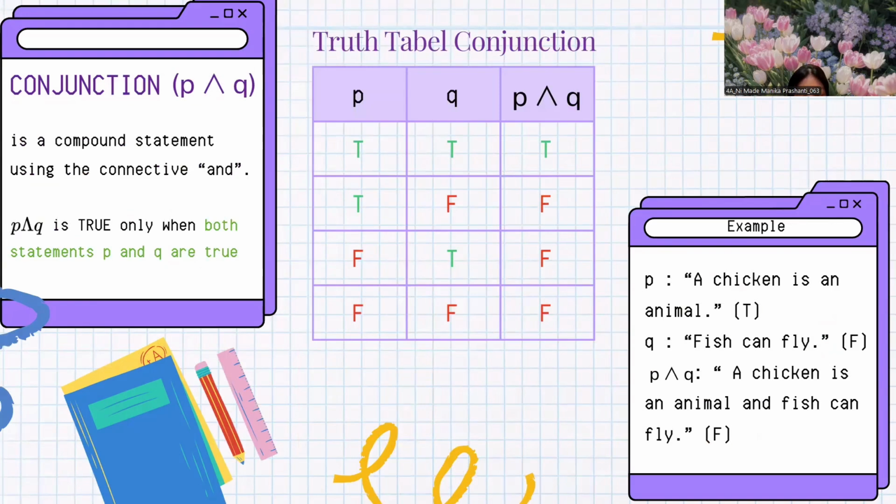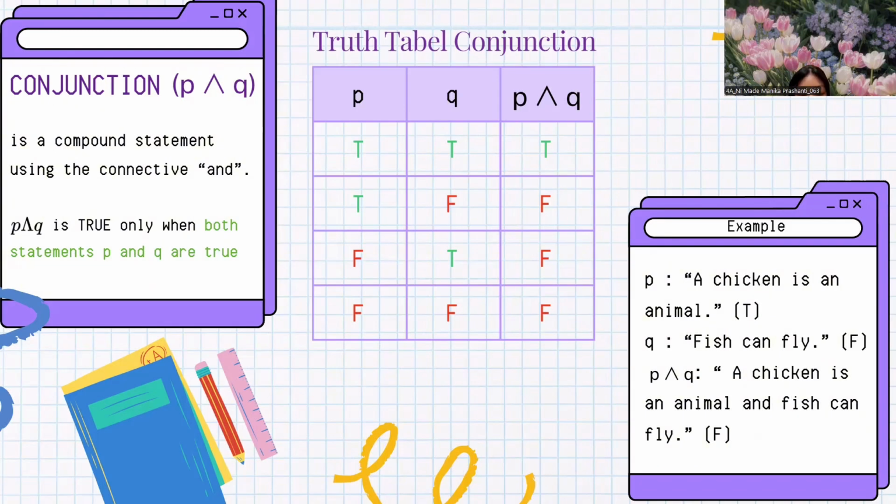A conjunction, symbolized as P and Q, is what we call a compound statement. This means we are taking two individual statements and joining them together using the connective word and. The entire statement P and Q is true if and only if both individual statements P and Q are true. Let's look at the truth table in the center to see how this works in every possible scenario.